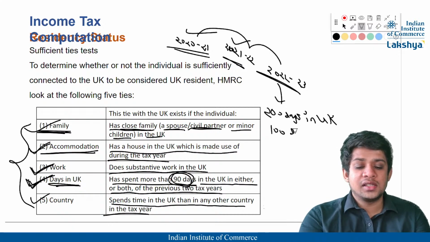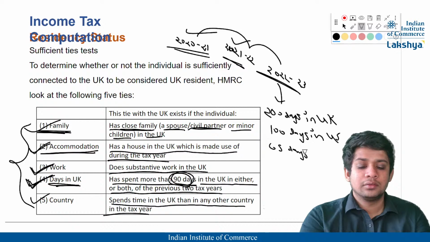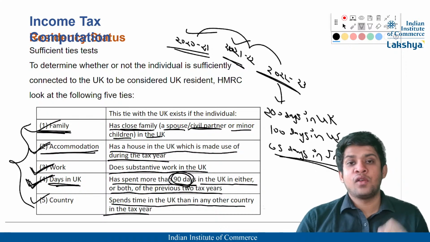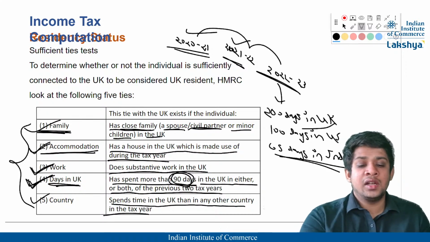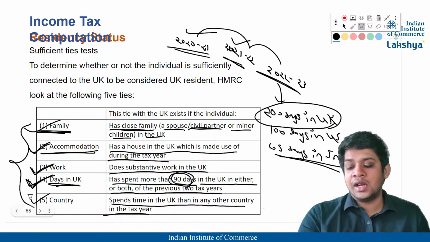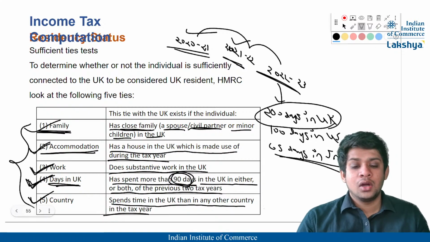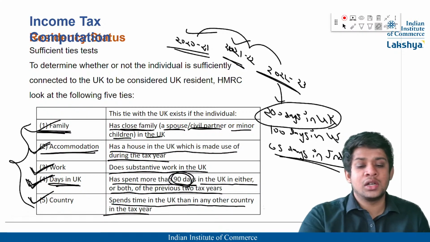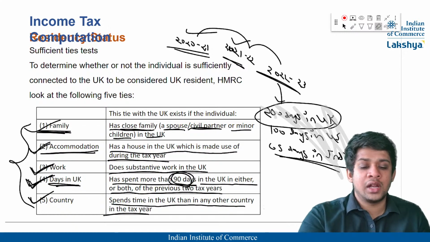For 100 days in US. For 65 days in India. So that means during the tax year, for the most days, he stayed in UK. So then his country tie will also be met. Okay, technically it should not be 200 because then automatically he will be considered as a UK resident.